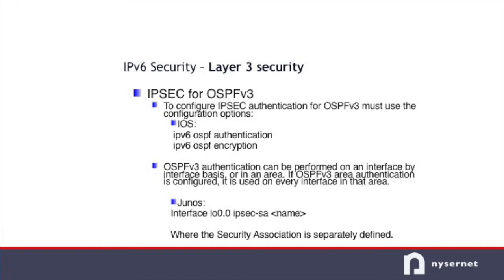IPsec for OSPF. Again, most of the routing protocols with IPv6 still use MD5 hashes. But you can secure your IPv6 OSPF authentication and/or encryption. Same thing with the Junos. So you can set that up and have your OSPF as secured as you do with v4.